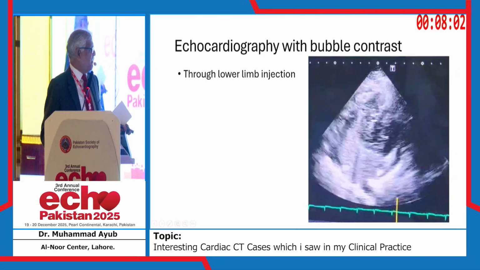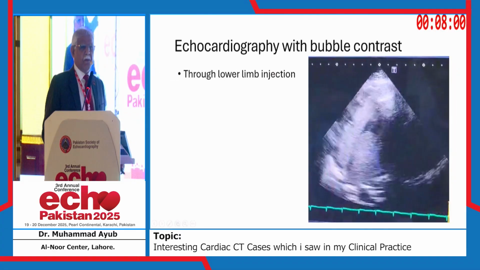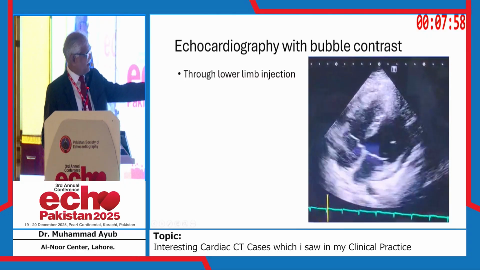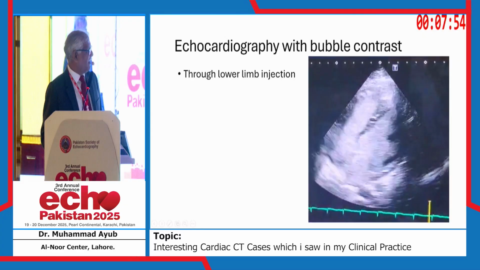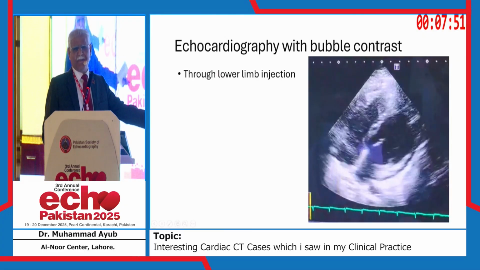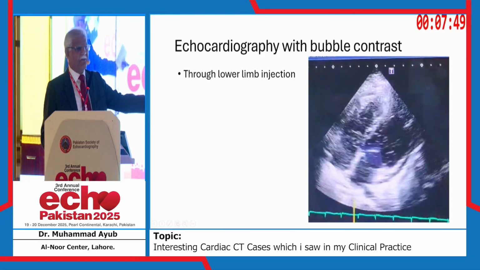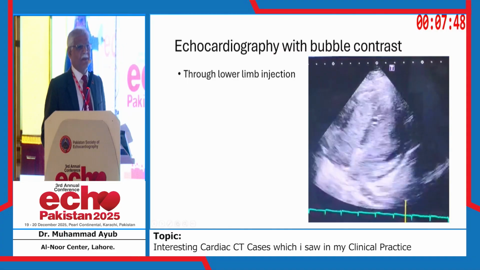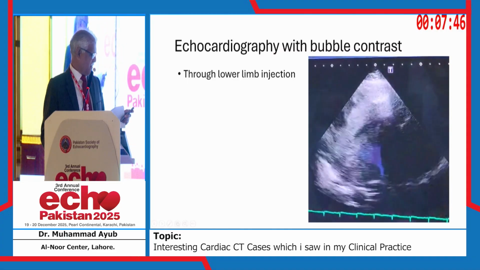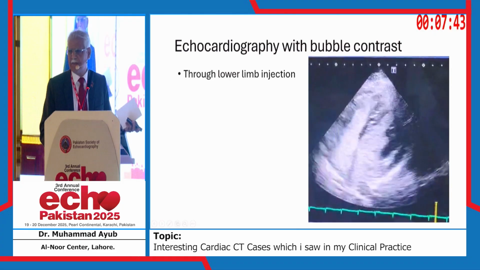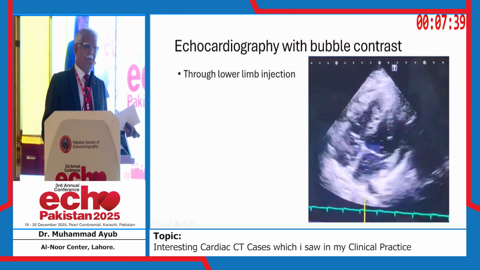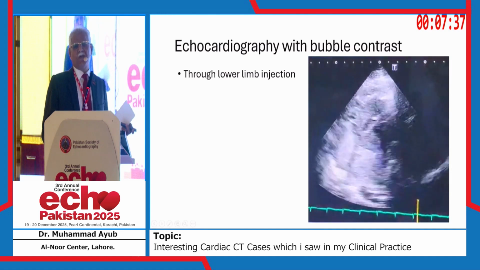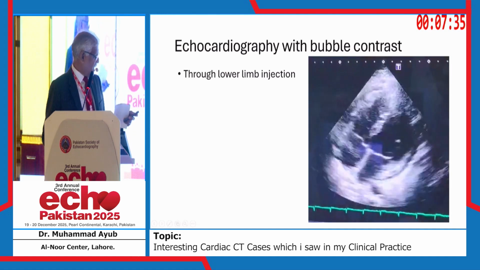But when the procedure was repeated from the lower limb, you see that the saline is going to both sides at the same time, to the LV and RV. So, what do you conclude from this? Possibly anomalous drainage of the IVC.